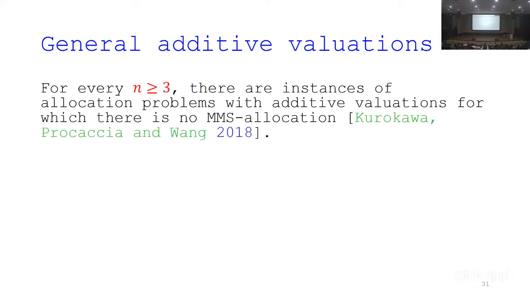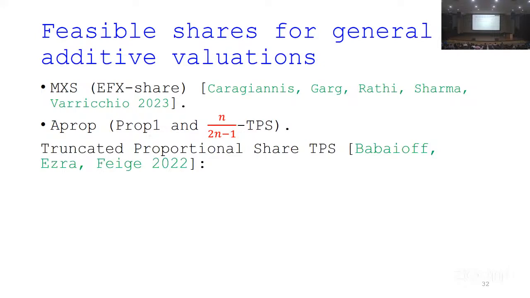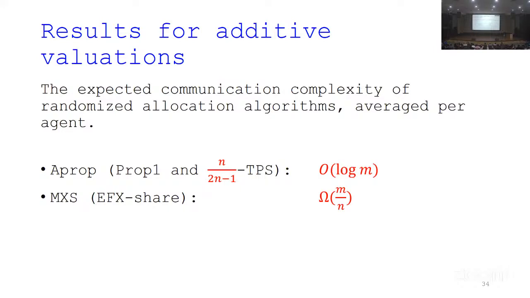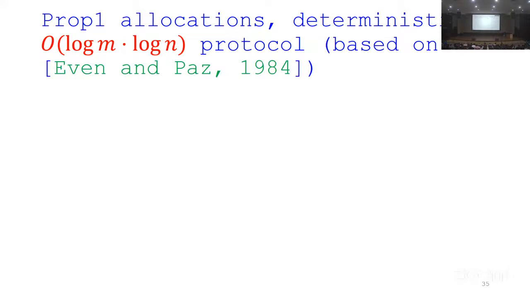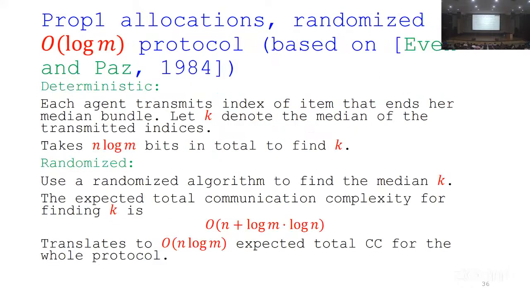Okay, so I think in terms of time, maybe I'll leave some time for... So there are results for general additive valuations. We said MMS is not feasible, and MXS is feasible, and we have a different notion of a feasible share, which we call approximately proportional, which I will skip over because we are running out of time. So the main point is that for this approximately proportional, you have very efficient protocols, order log m communication, but for MXS, think of n as being small compared to m, we don't have efficient protocols. And the efficient ones are variations on known protocols for cutting a divisible cake, protocols from 84 by Even and Paz, and some variations on them. So I will not describe them.